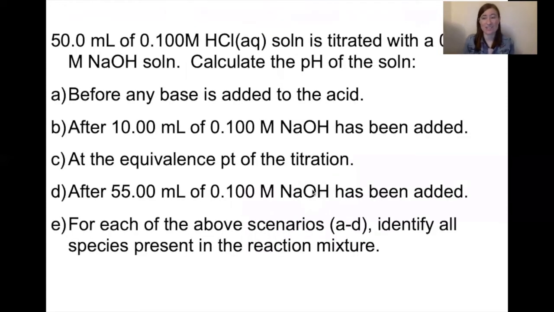Let's see if we can calculate the pH at a couple of different points in a titration. We've got 50 milliliters of this 0.1 molar HCl solution, which is being titrated with, we can't see it, a 0.1 molar sodium hydroxide solution. I want to know the pH of the solution before we add any base, after we add 10 milliliters, at the equivalence point, and after 55 milliliters. These are example calculations, but theoretically, we could calculate the pH for any amount of base that's been added, and we could plot out a titration curve if we wanted to.